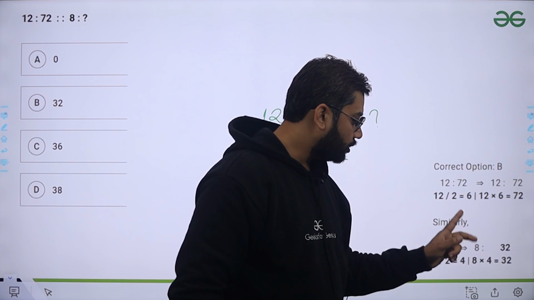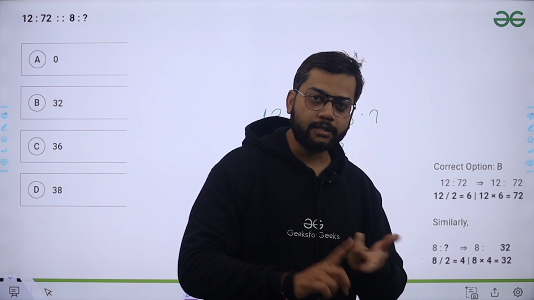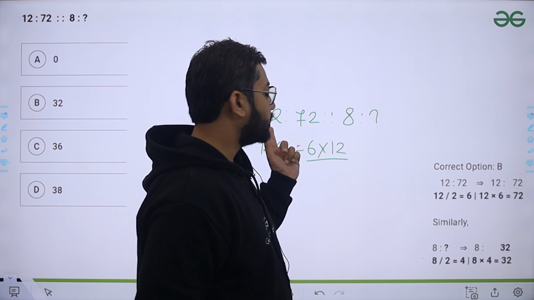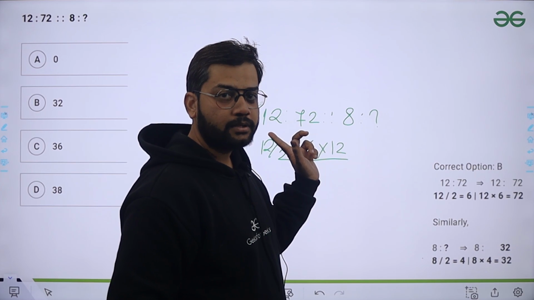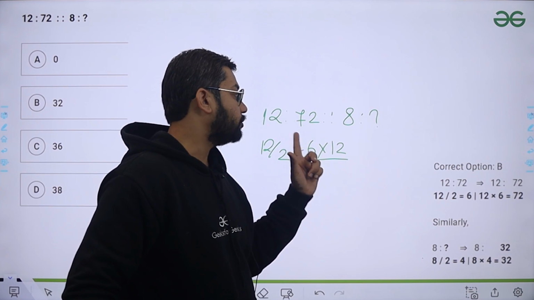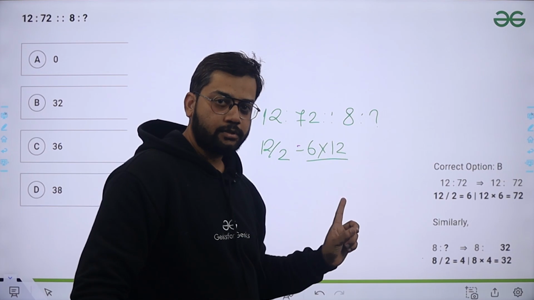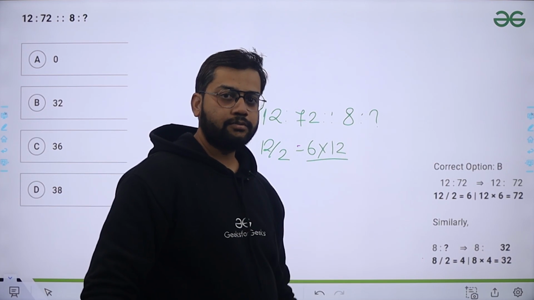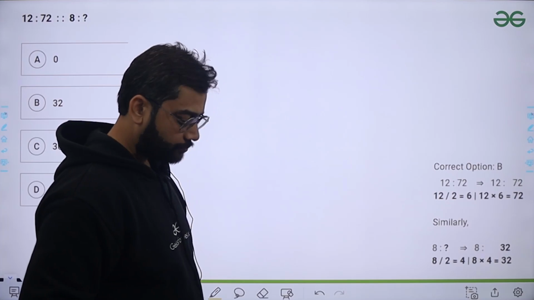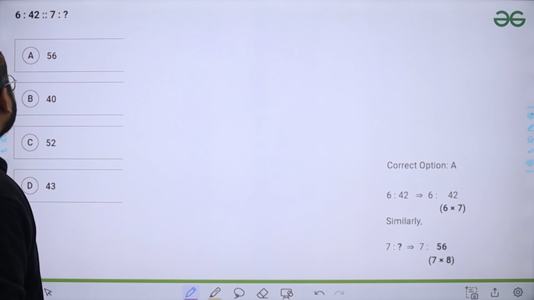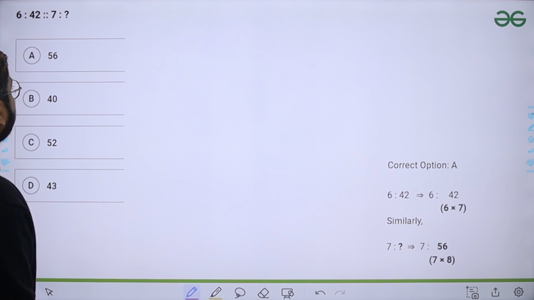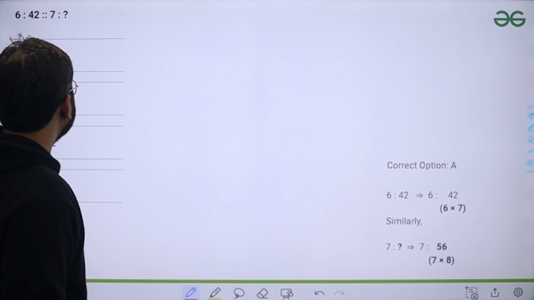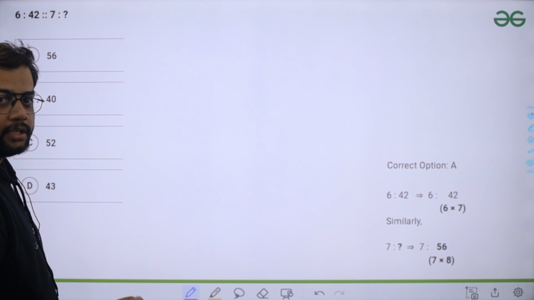8 half is 4, into 8 is 32. Between the numbers you have to find the relation, okay. First you take the half, then multiply by the same number, okay. So you are getting the 72. Half of 8 is equal to 4, into 8 is equal to 32. 6 is to 72, 7 is to 4, so 6 into 6 into 7, okay. It means that 7 into 8, that is the one number increment.